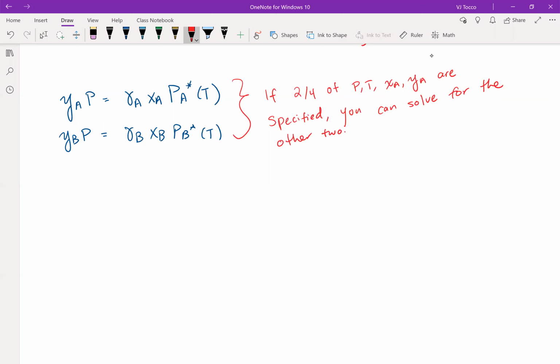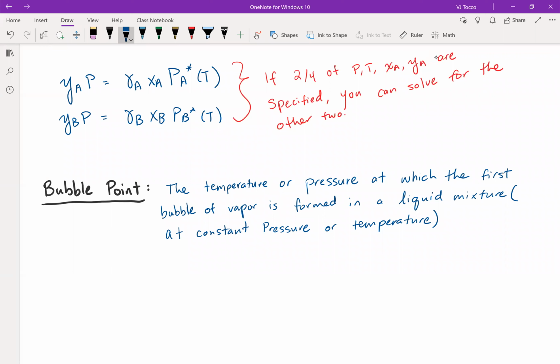So sometimes these Raoult's laws are solved for in graphical form such that they become a lot easier to visualize. In order to do that, you can combine these to make a TXY or a PXY diagram. And an intermediate step in that is to do bubble point and dew point calculations. So the bubble point is defined as the temperature or the pressure. You can have bubble point temperature or bubble point pressure, at which the first bubble of vapor is formed in a liquid mixture. This requires that pressure is being held constant if you're changing temperature, and vice versa, temperature being held constant if you're changing pressure.